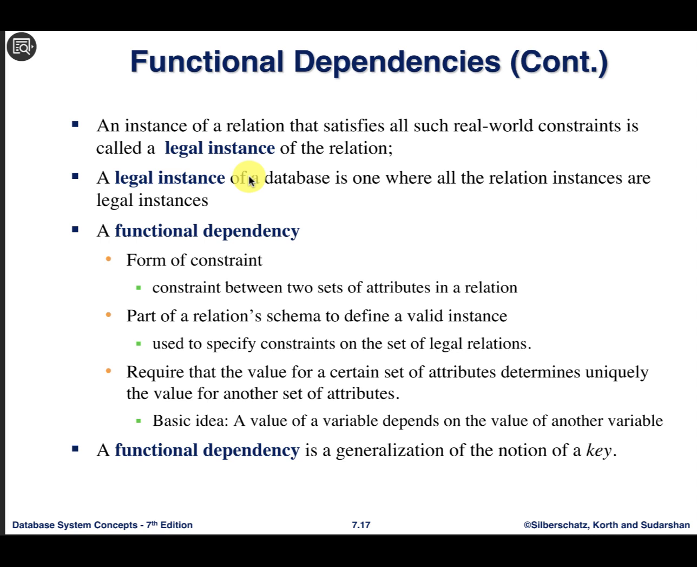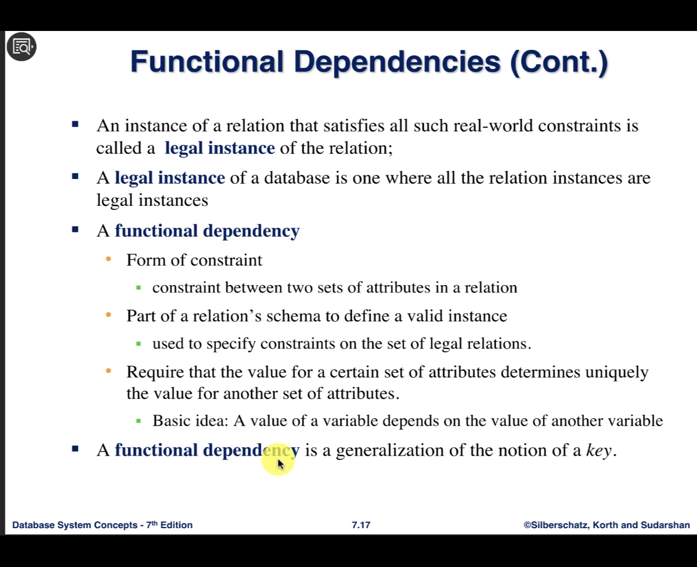Or we could enforce a foreign key constraint. That means we never find a department name in the student relation, for example, where this department is not listed in the department relation. We don't have this. That's what we call a legal instance, okay? So the functional dependency, again, is going to be a formal constraint.